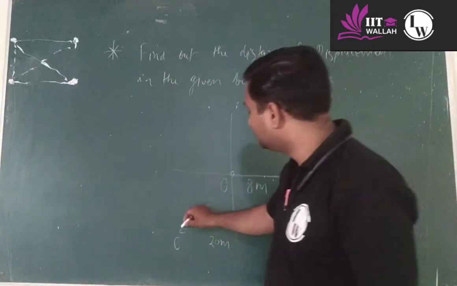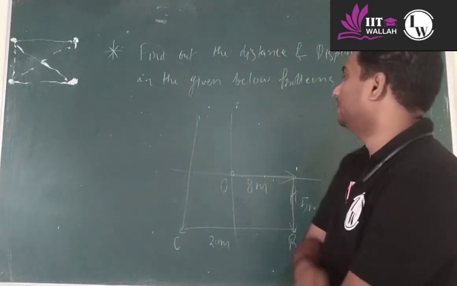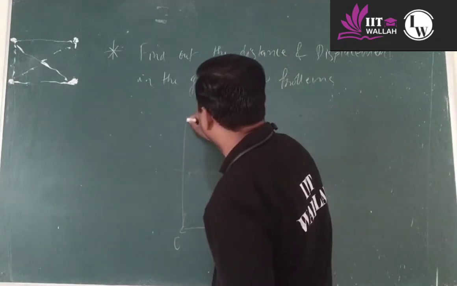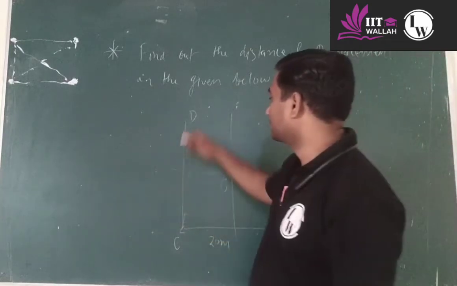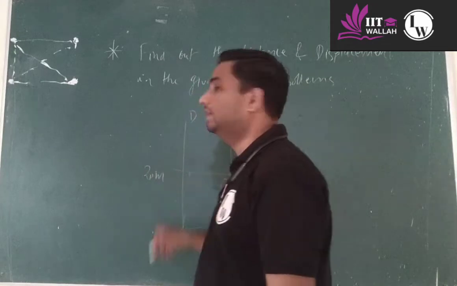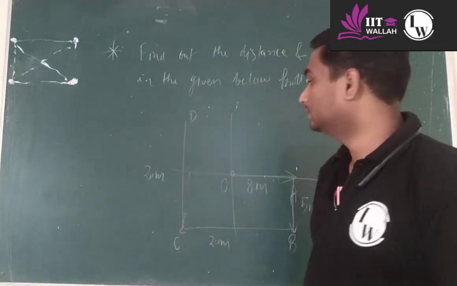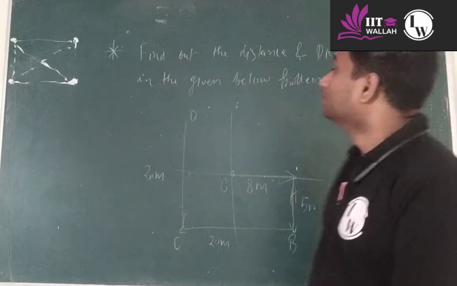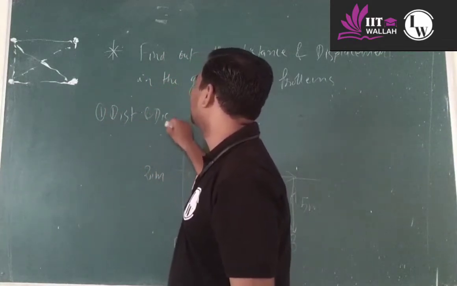Then he turns right and goes to point D. During this he travels the same 20 meters. Suppose C to D is 20 meters. Now you have to find the distance and displacement.